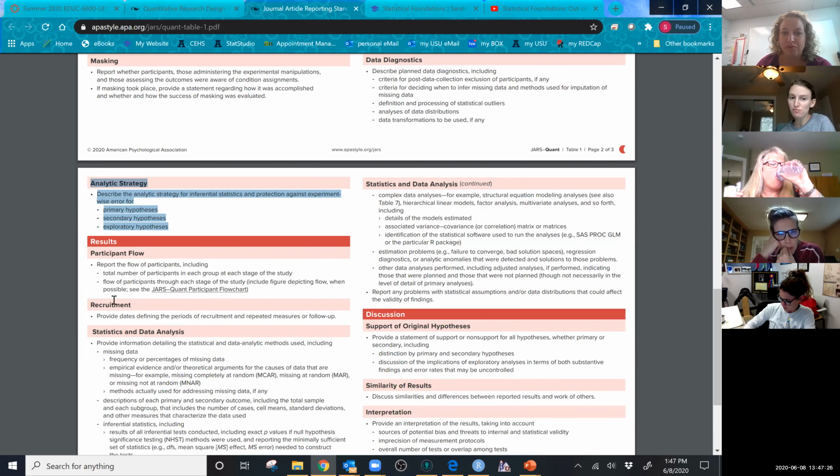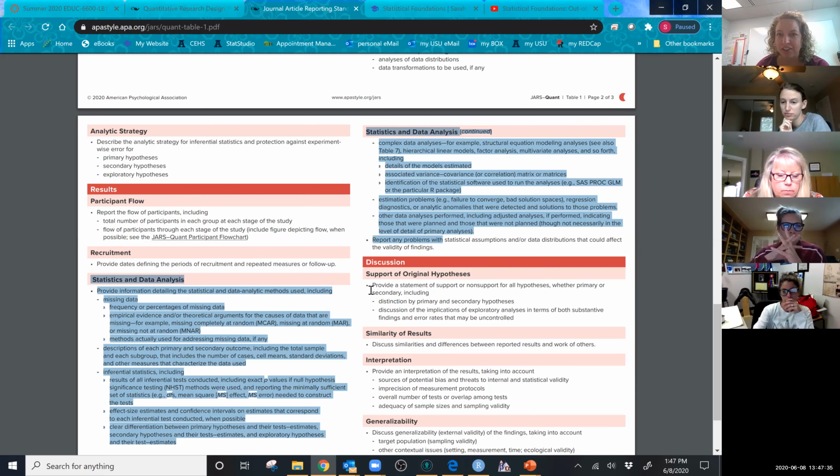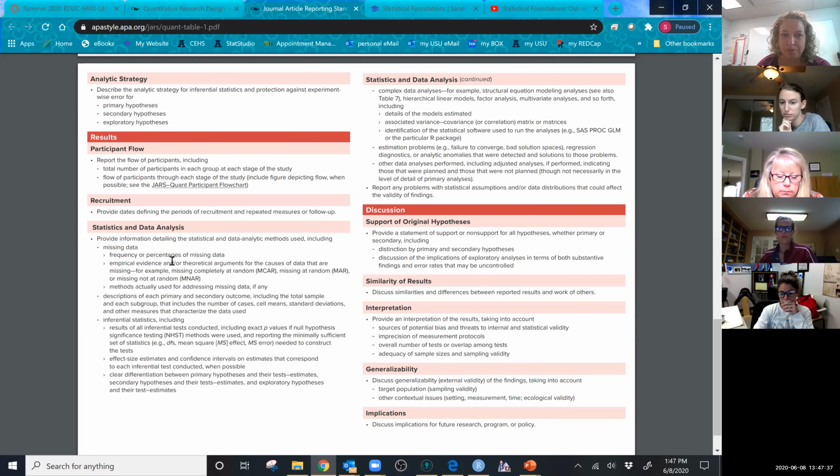Usually we have a participant flow diagram if we've lost participants, or at least talk about that. And then the statistics and data analysis. There's a whole bunch of stuff here to help. This is kind of like a bullet list of things you should include when you're writing up your statistics and data analysis. This isn't a perfect thing to follow for class, but I thought it would be helpful for you as you write things in the future.